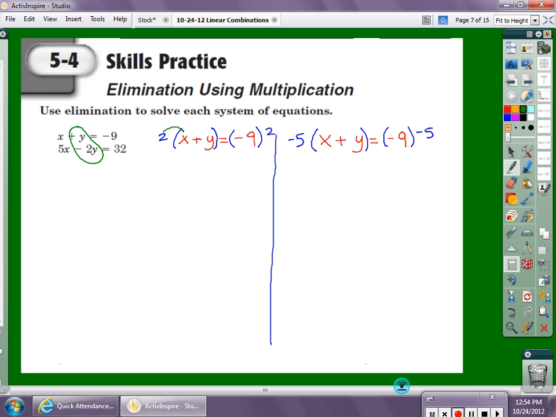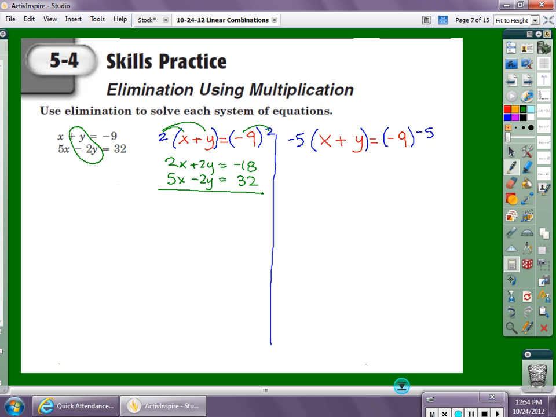So that will work. 2, 2, and I'm also multiplying this by 2. So all three pieces get multiplied by 2. So I end up with 2x plus 2y equals negative 18. That's my first equation changed. I multiplied it by 2. So we rewrite the second equation exactly as we saw it: 5x minus 2y equals 32. I didn't have to multiply the second one. Now in the future you might have to, but right now we're good.